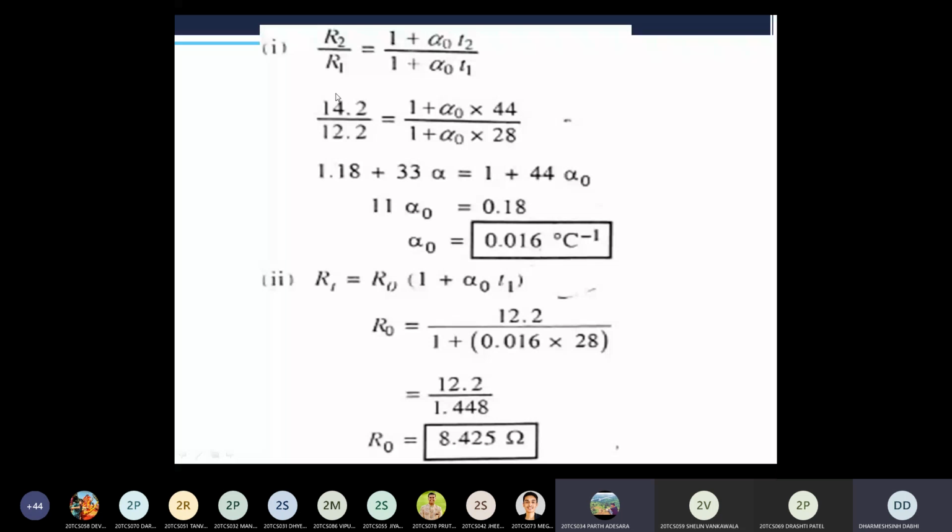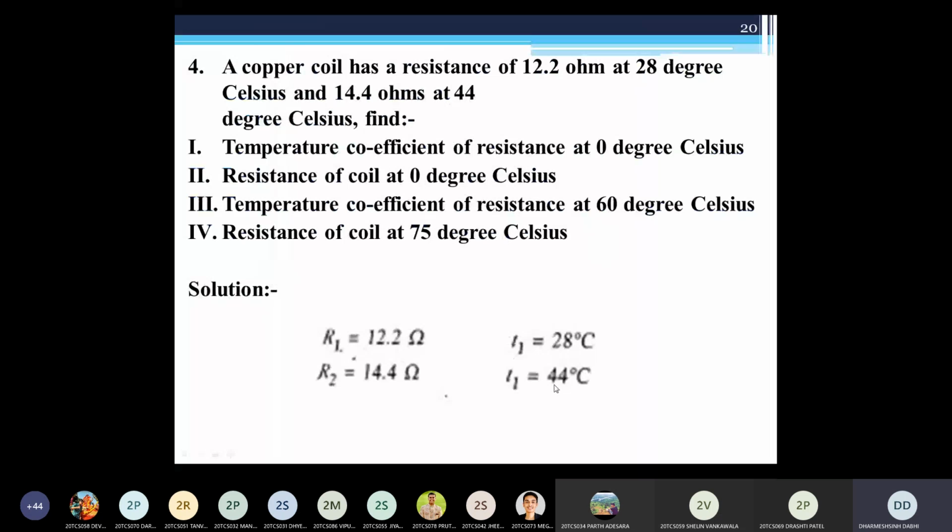Yes, you can take any ratio. You can take R2 by R1, also R1 by R2, and you get the same answer. Sir, I'm saying that R2 is equal to R1 into (1 plus alpha delta T), then we can keep R2 equal to 14.4 and R1 equal to 12.2. See, what is the value of R2? 14.4, at the temperature of 44 degrees Celsius. Sorry, it is T2, not T1. What is R1? 12.2 ohm, at 28 degrees Celsius.